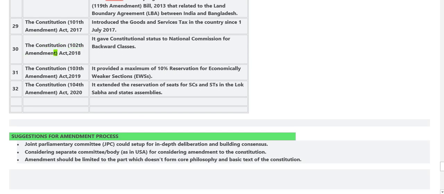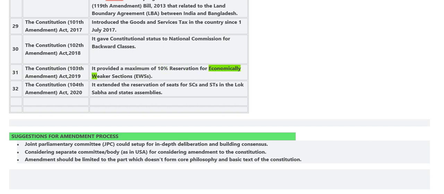29. The Constitution 101st Amendment Act, 2017. Introduced the goods and services tax in the country since the 1st of July 2017. 30. The Constitution 102nd Amendment Act, 2018.